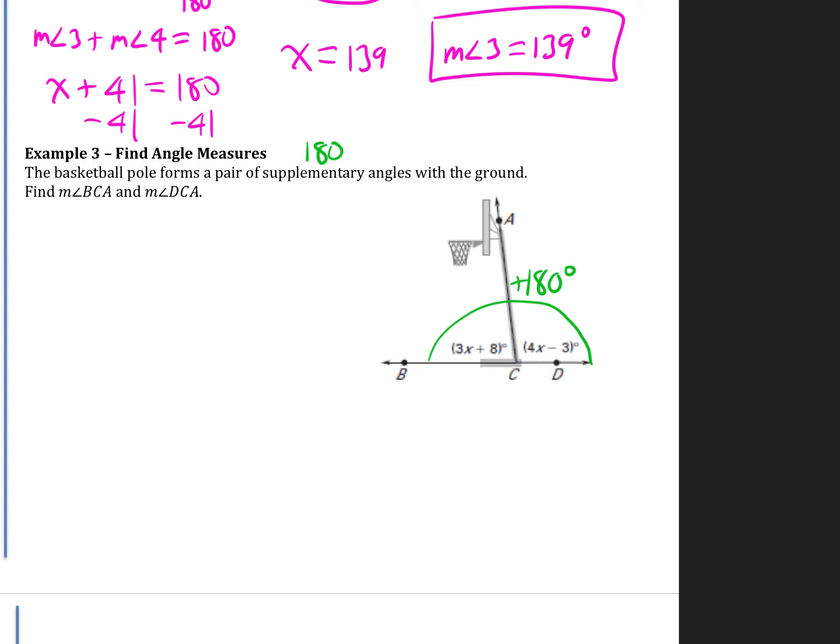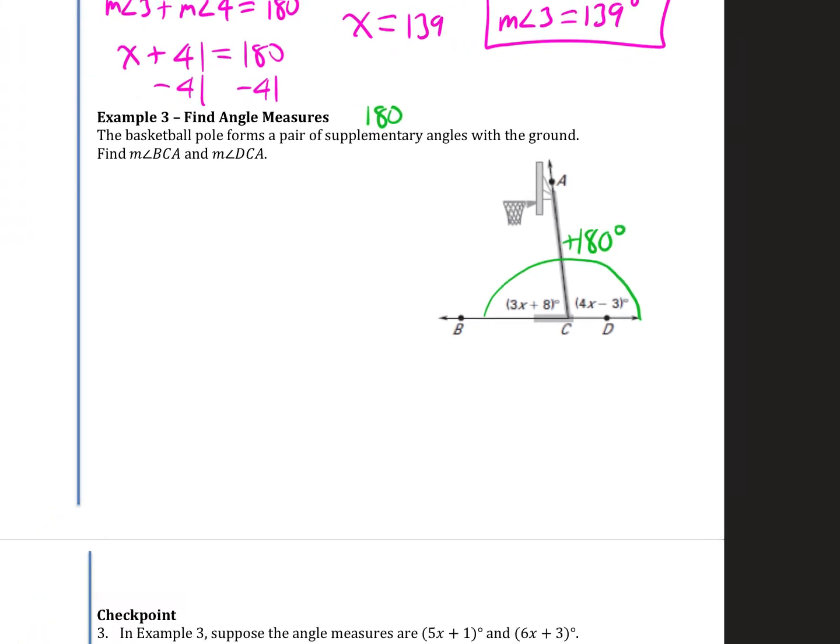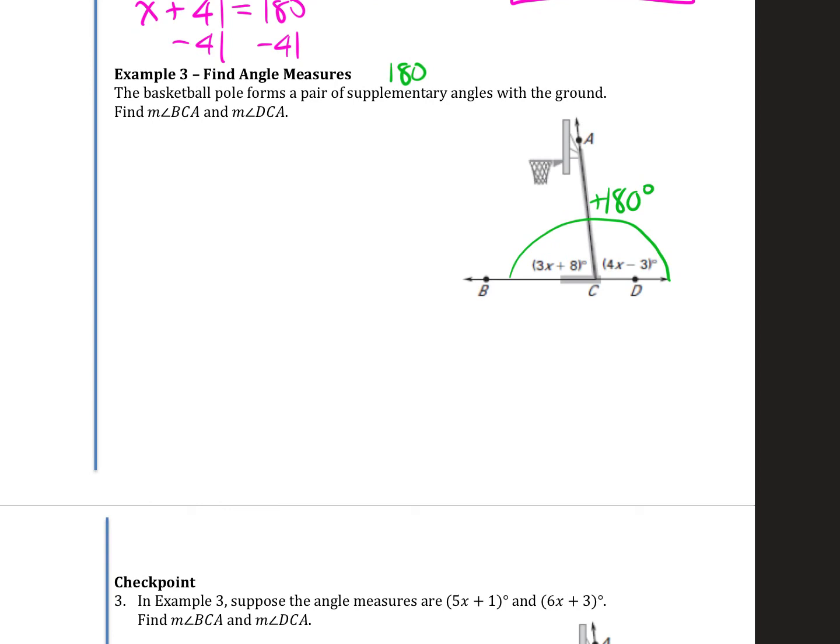So what do you think we're going to do here? This is kind of like an angle addition postulate. What are we going to do to those two angles? Well, we're going to add them up to 180 degrees. So 3x + 8 + 4x - 3 = 180 degrees.